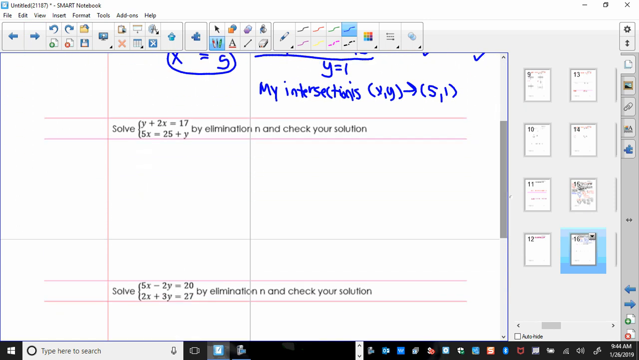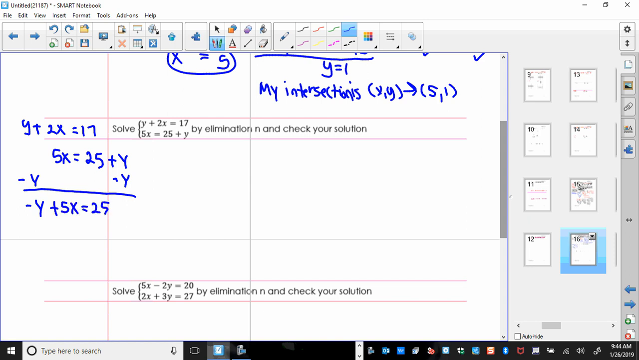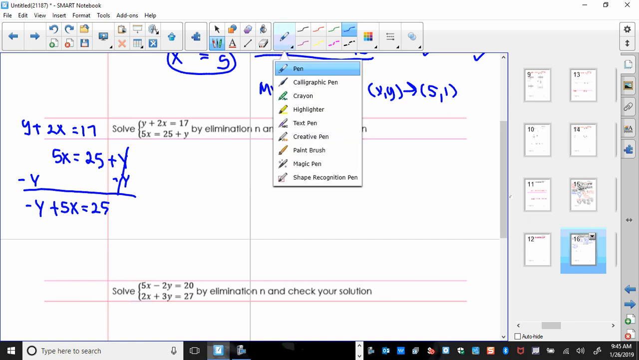What about the next one? Are both terms on the same side? No, they are not. You have y plus 2x equals 17. That's fine. And then I have 5x equals 25 plus y. That's not fine. So I'm going to subtract y on both sides to meet those requirements. Negative y comes down, plus 5x comes down, equals 25. And this goes away.